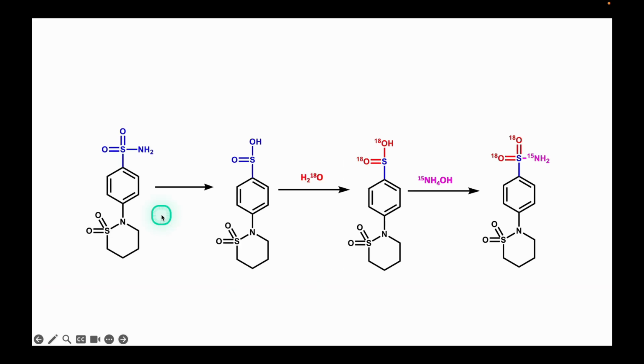In general, the synthesis includes the transformation of its sulfonamide functional group to sulfinic acid to exchange its oxygen atoms for oxygen-18 from the water labeled with this isotope, and, finally, the incorporation of nitrogen-15 by reacting with labeled ammonium hydroxide, as we will see later.